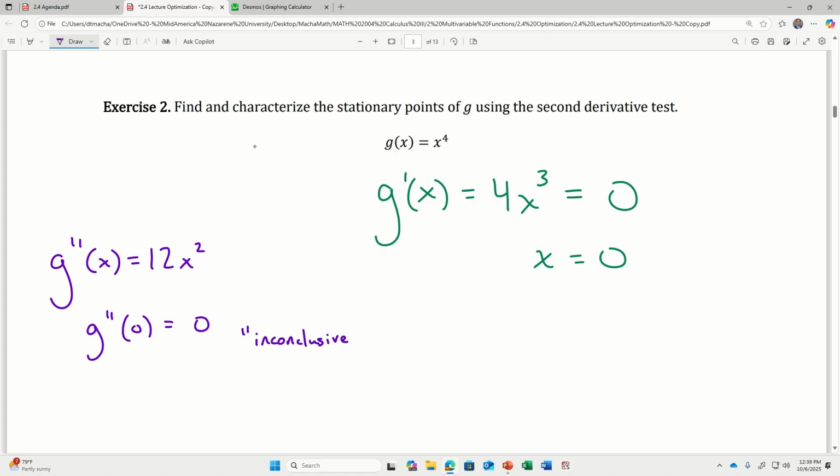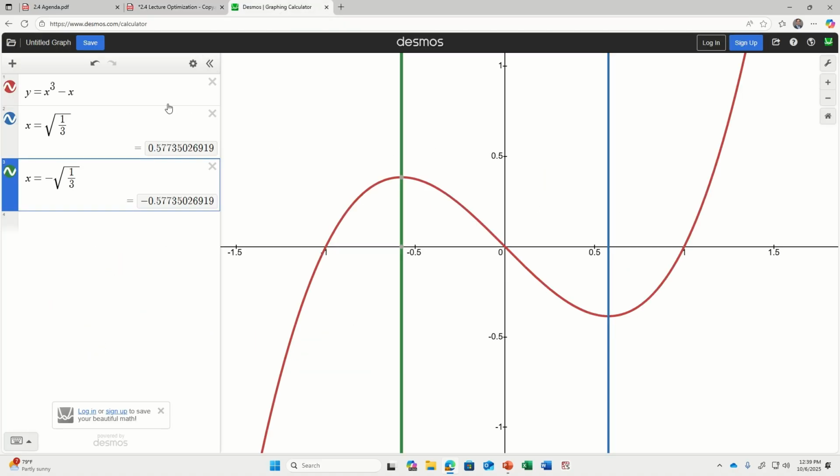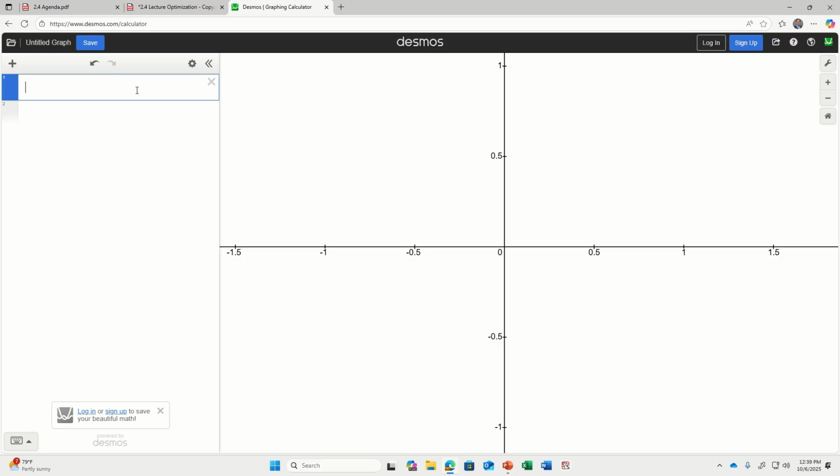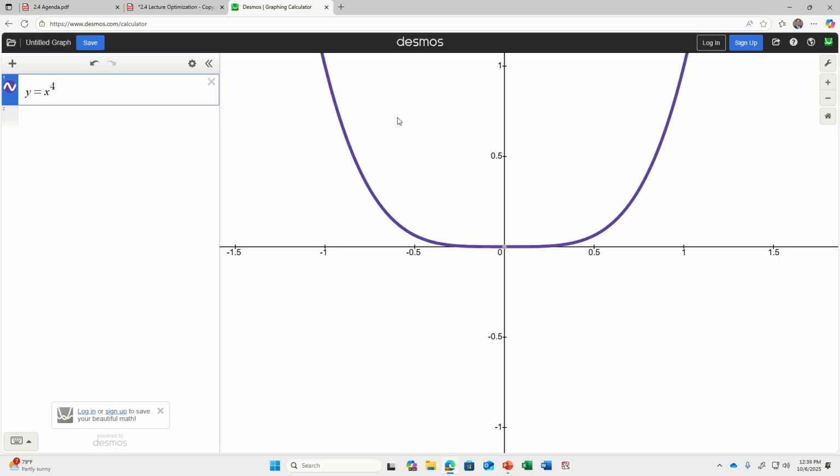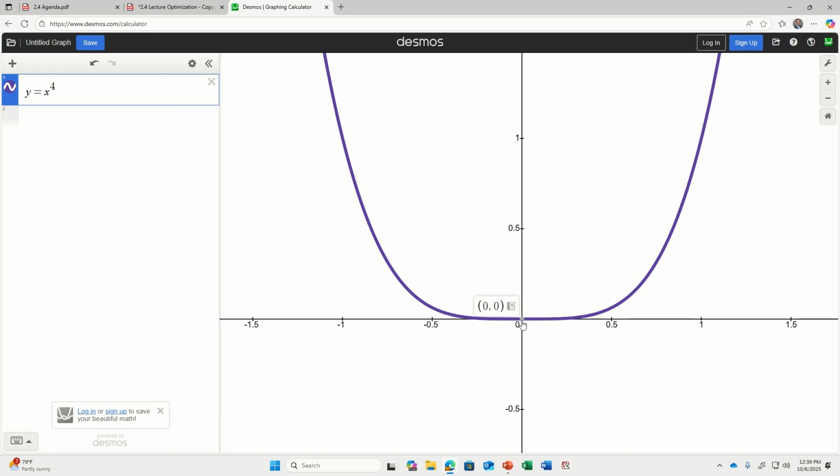Right? If my second derivative is not positive and it's not negative, it's just 0, then my second derivative test is inconclusive. That means I can't tell from the second derivative whether this is going to be a minimum or a maximum or a neither. It could still be any one of the three. And if I go to graph this, it turns out that it is a minimum right there at that point.